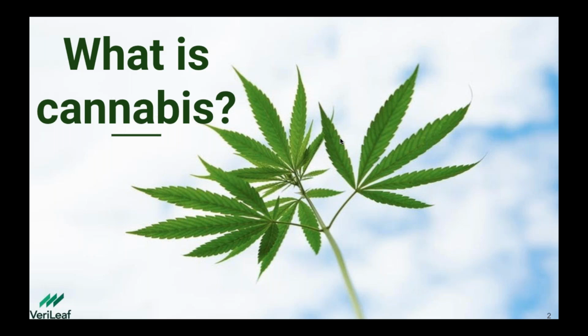So what is cannabis? Cannabis is the overarching term for the plant that can grow as either a marijuana plant or a hemp plant. So it is the all-encompassing term of everything in the cannabis industry, including hemp, CBD, and marijuana.